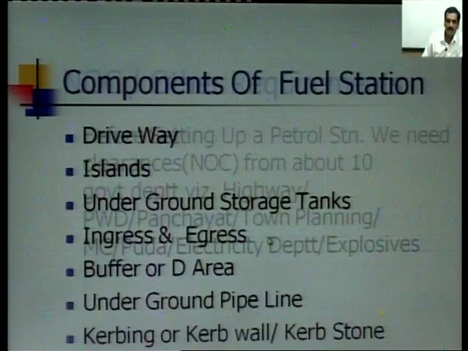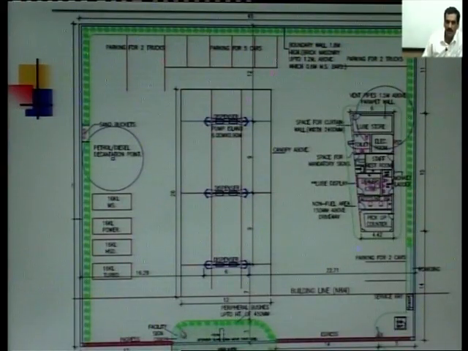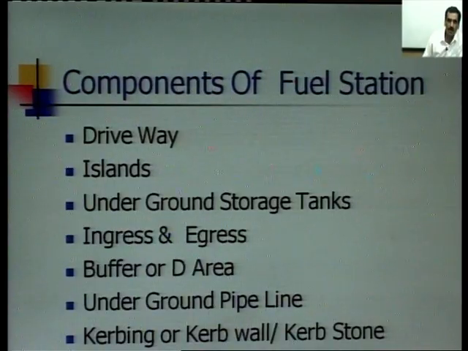petrol pump, we are going to have a green belt at the entrance. This green belt, we call it the D. So this is a buffer zone where even landscaping is there, and the entire lighting, the main signage and the display of the rates is all on this green belt. So this is our buffer or D area.